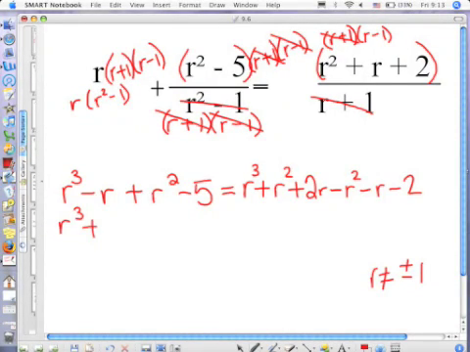to get r cubed, r squared, negative r, negative 5. On the other side, I have r cubed. And what happens to the r squared term? It cancels because plus 1 minus 1 goes away. And then I have 2r minus r. And then I have a constant of minus 2.